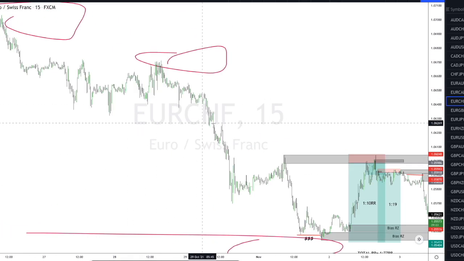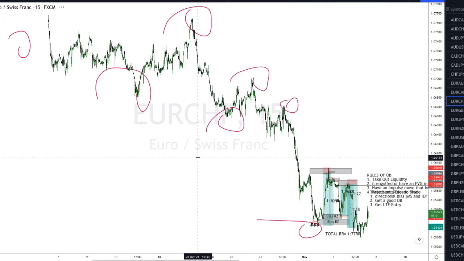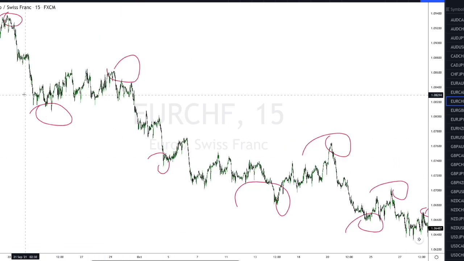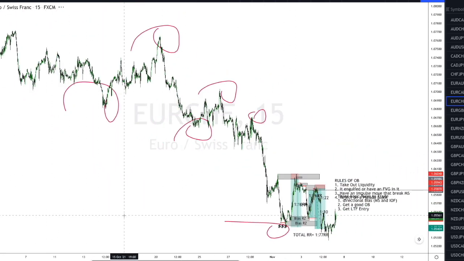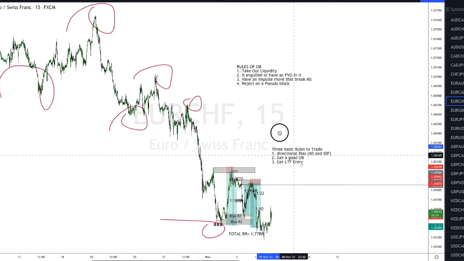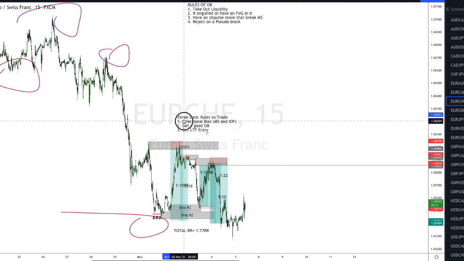As you can see, the directional bias of this particular pair, even on the 15 minute time frame, is bearish. You can see the market structure is surely bearish. So when I came into the market, permit me, I'm going to clear some of this chart. Let me just drag this here.